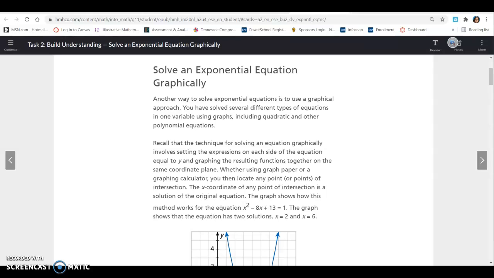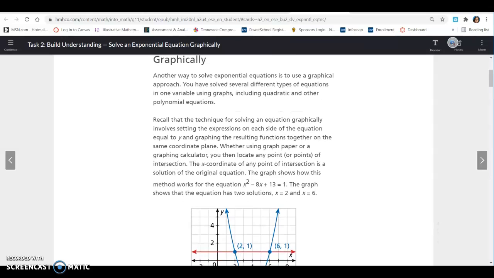Lesson 10.2, Task 2. So we're going to solve exponential equations graphically. All right, so it says another way to solve exponential equations is to use a graphical approach. You have solved several different types of equations in one variable using graphs, including quadratic and other polynomial equations.